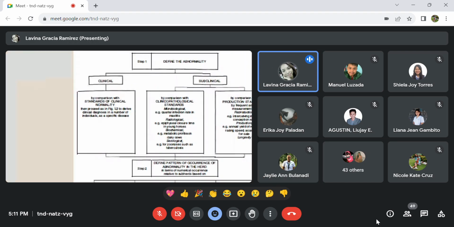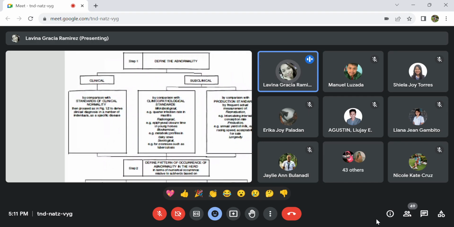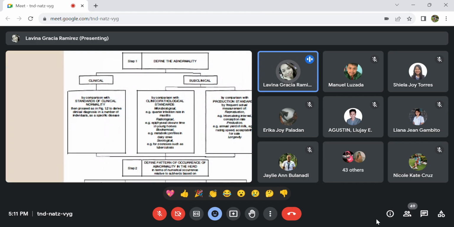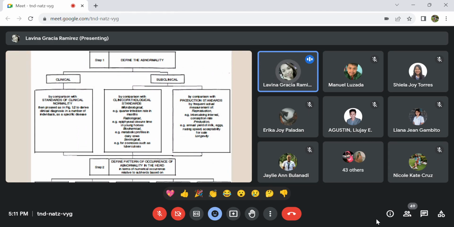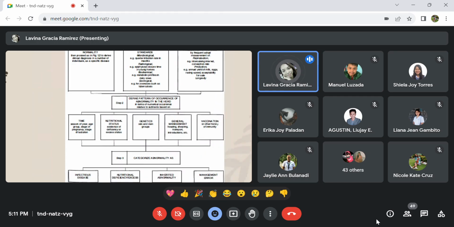So, you have the definition of the abnormality using the subtypes, whether it is clinical or subclinical. You do the different tests for this one. This is the examination of the herd. So for clinical, comparison with standards of clinical normality. For subclinical, since you cannot see whether the animal is manifesting or not, you need to take into consideration other tests to check whether the animal has the disease or not.